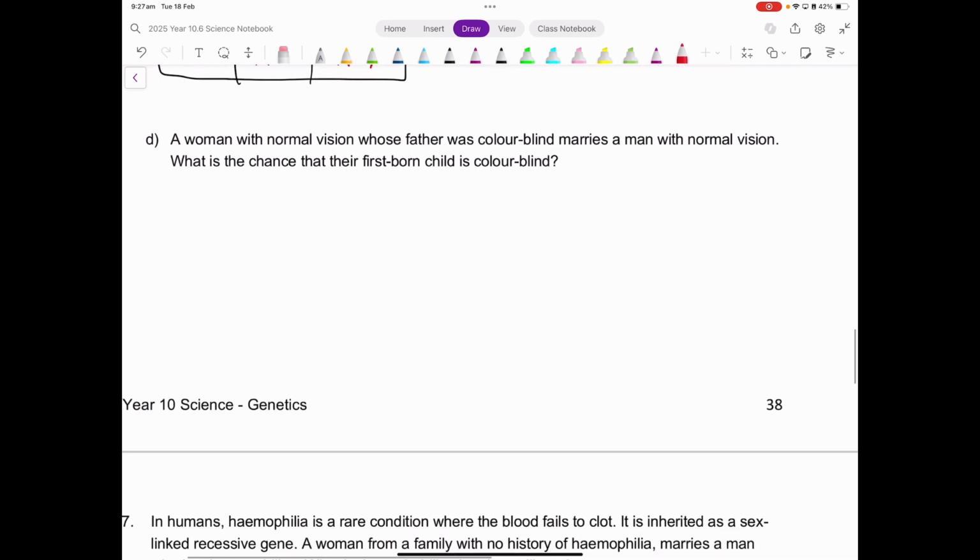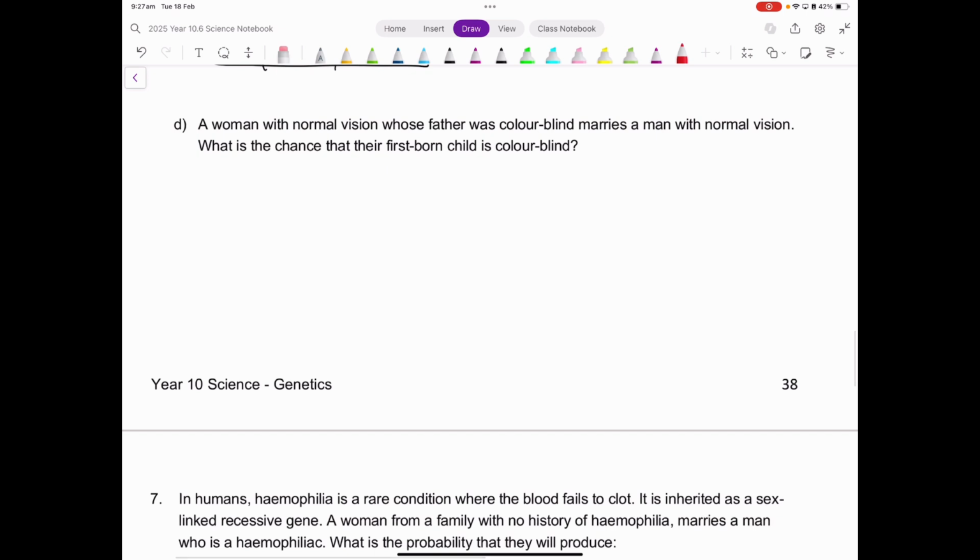I want you now to have a go at this next example by yourself or with the person next to you, I don't mind. If you get a little bit stuck, it's okay. We're going to go through the answer in about 3 minutes. Okay, 3 minutes time, we'll go through the answer.